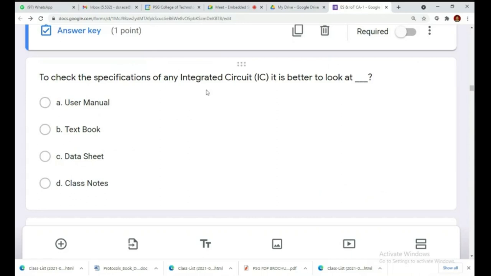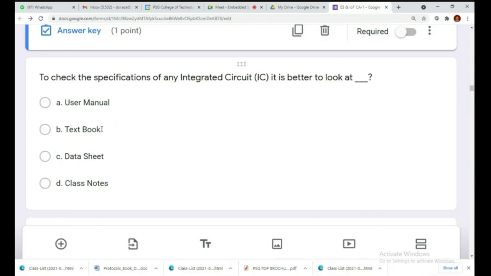To check the specifications of any integrated circuit, all of us know very well, it is better to look at the data sheet. A user manual is necessary for the kit. Whenever we purchase any kit, the manufacturer gives a user manual on how to use it. Even if you purchase a car, there is a user manual. If you purchase a refrigerator, we have a user manual. If you purchase a TV, there is a user manual. If you buy a product, then a user manual is necessary.